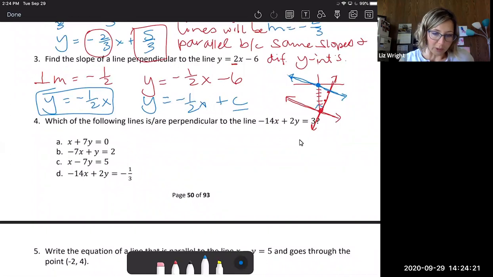So it's just obviously a rough sketch, but it'd look kind of like that. All right, so which of the following lines are perpendicular to the line negative 14x plus 2y equals 3?